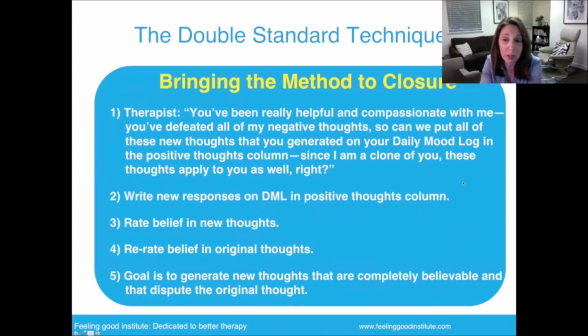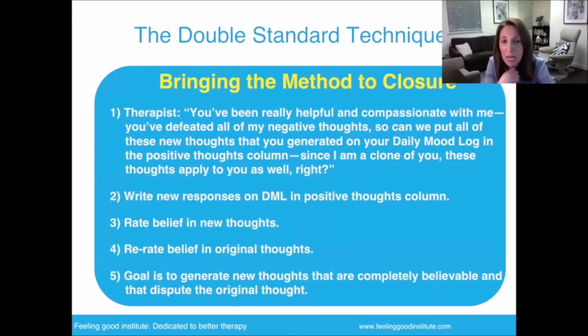So then the question is, how do we bring this method to closure? I'm covering something new here. I didn't cover this yet. The therapist says something like, "Joe, after several rounds back and forth, you've been really helpful and compassionate with me. You've defeated all of my negative thoughts. So could we put all these new thoughts that you just generated on your daily mood log in the positive thoughts column? Since I am a clone of yours, these thoughts apply to you as well, right?"